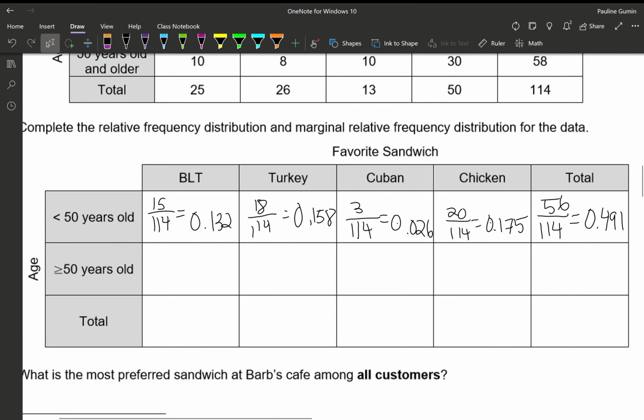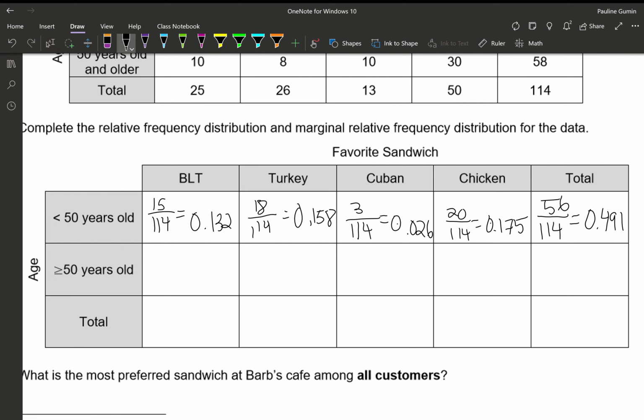Okay, next, older than 50. We've got 10 that liked BLTs. And don't forget, in your calculator, you do 10 divided by 114, menu 21, enter. Okay. For turkey, we have 8 out of 114. We got only 10 people who liked Cubans, the sandwich.